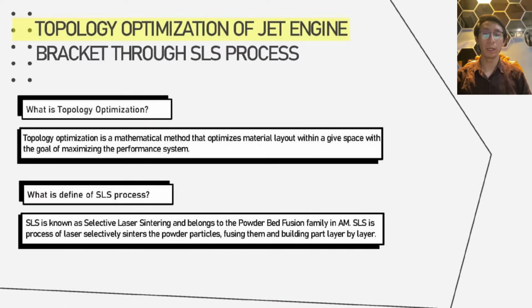For our project, our group chose to use topology optimization of a jet engine bracket through the SLS process. What is topology optimization? Topology optimization is a mathematical method that optimizes material layout within a given space with the goal of maximizing the performance of the system. What is the definition of the SLS process? SLS is known as selective laser sintering and belongs to the powder bed fusion family in AM. SLS is a process where a laser selectively sinters the powder particles, fusing them and building the part layer by layer.